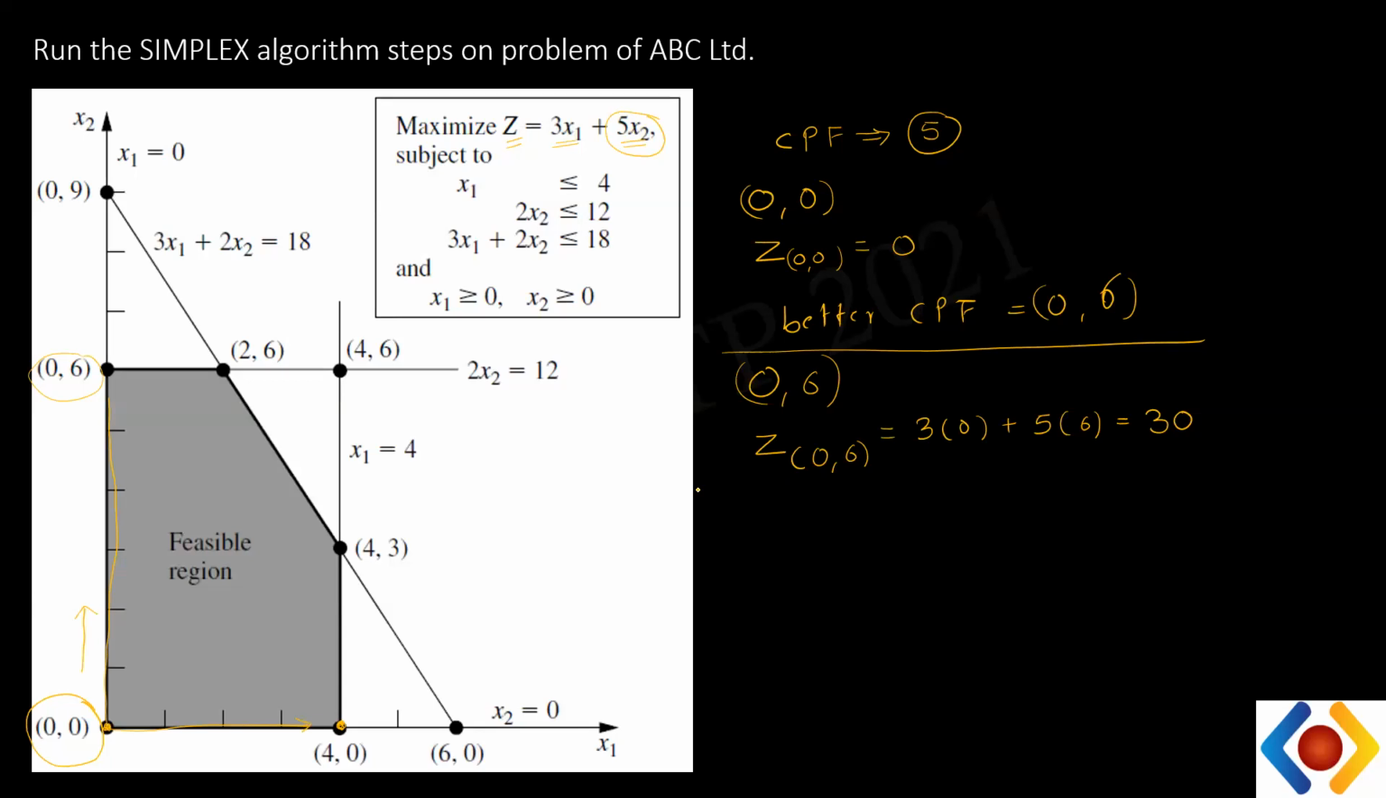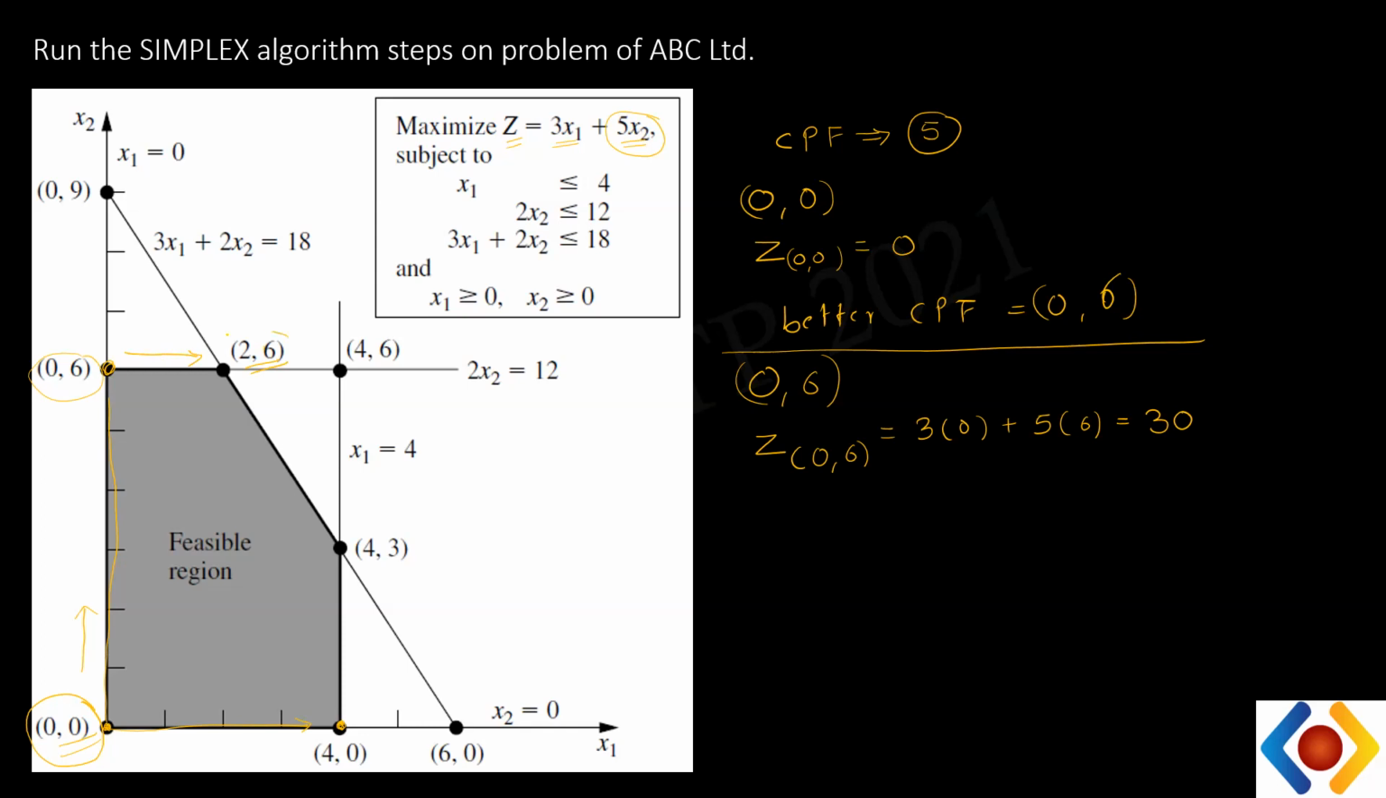What do we check in the optimality test? We look at the adjacent CPF. Now, what are the adjacent CPF of 0.6? 0, 0 and 2.6. Does it make sense to go in the direction of 0, 0? No, because we have already checked. We are going down and the Z value will go down. So the only available option is this solution.